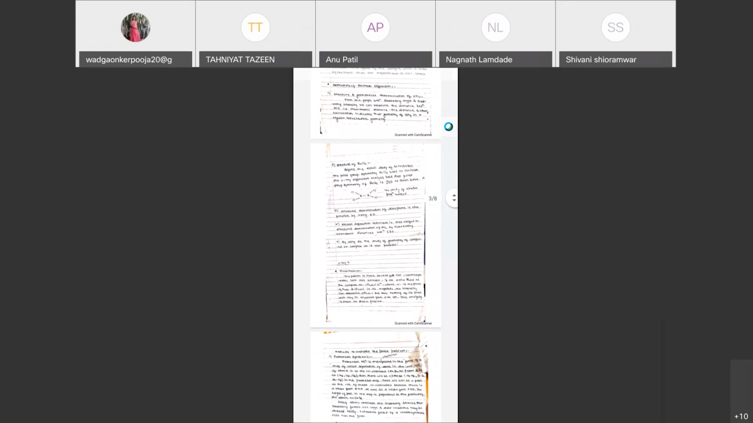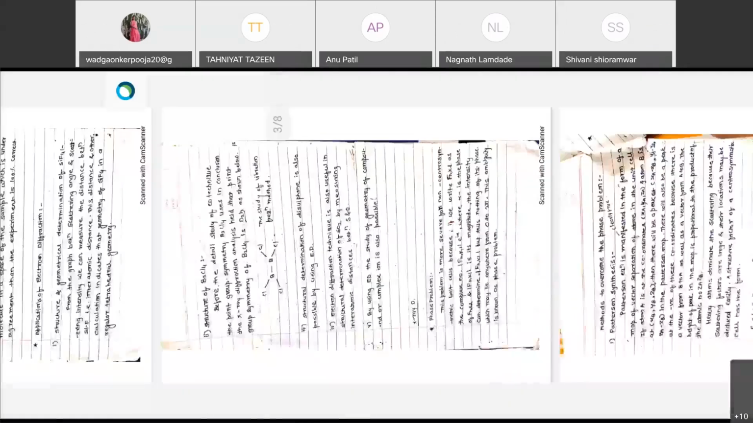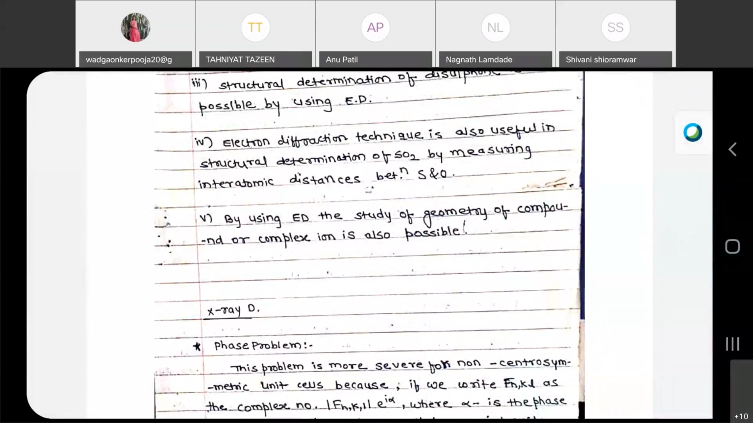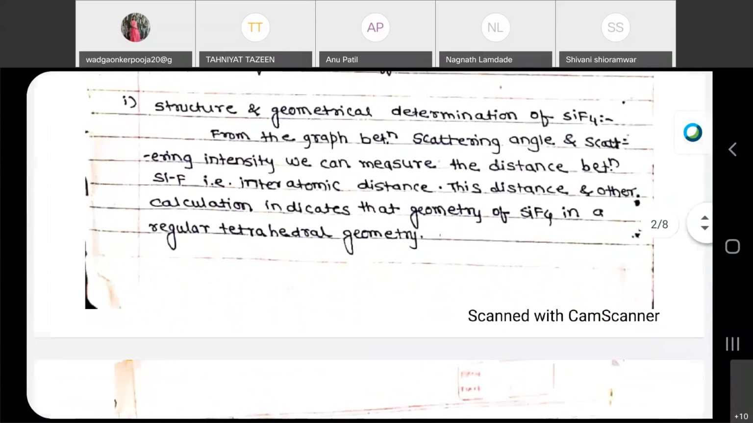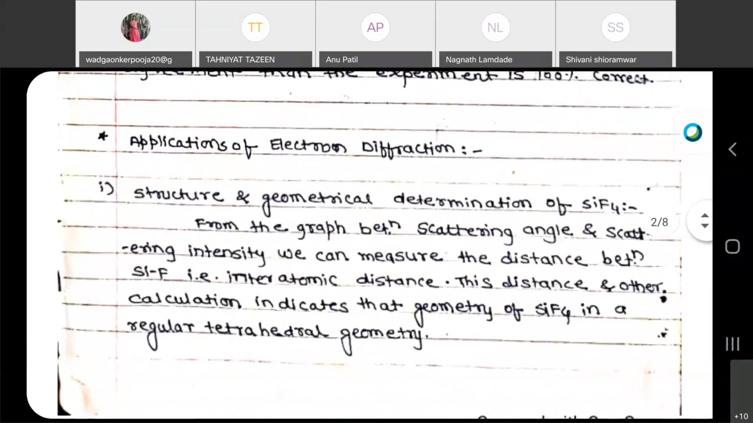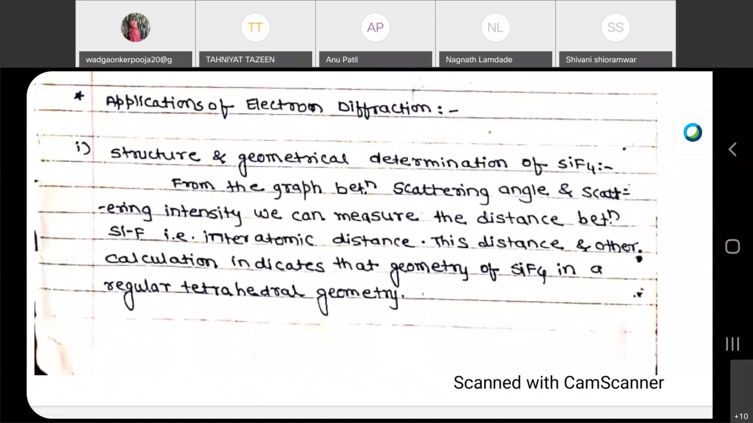And the next point from our syllabus is in front of you, which is a very interesting one: applications of electron diffraction. As I told you just now, the applications of electron diffraction are of a very wide range. Electron diffraction can be used to determine the structure and the geometry of the SiF4 molecule.